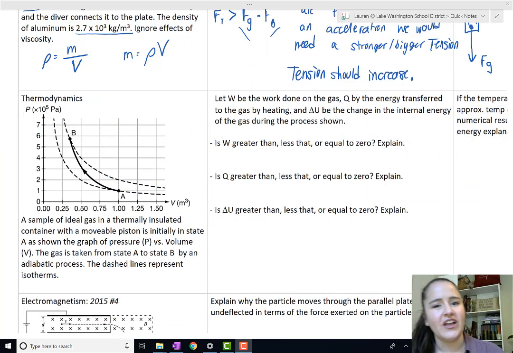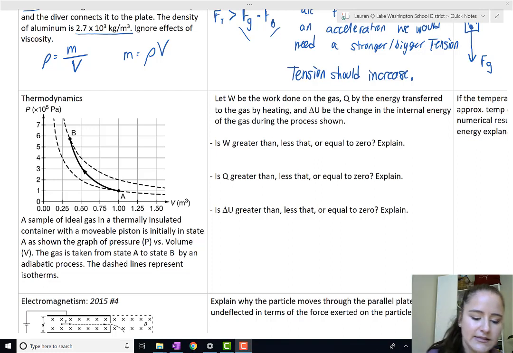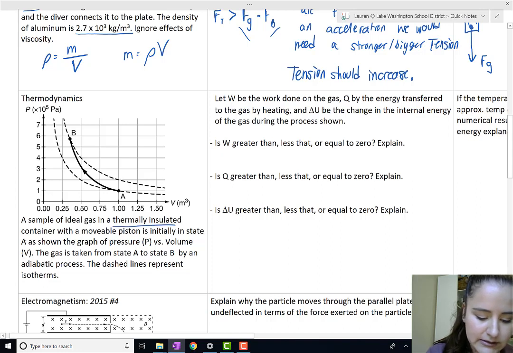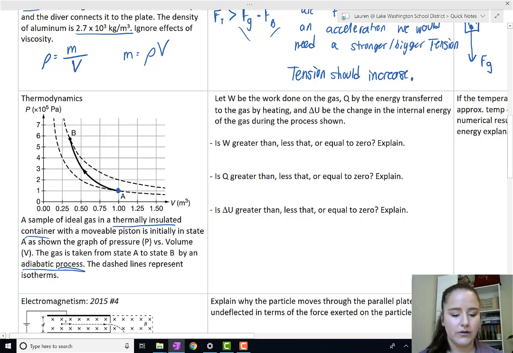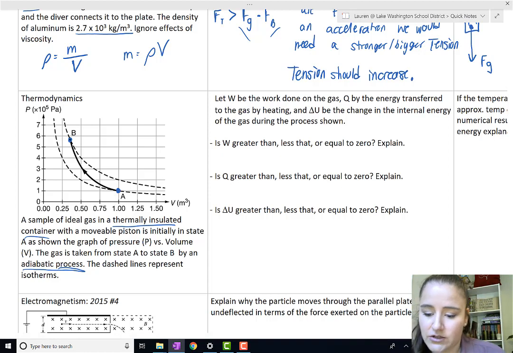Okay, cool. So now we have a problem from thermodynamics. We got a PV diagram here and a sample of an ideal gas in a thermally insulated container with a movable piston, initially at state A. It goes from state A to state B by an adiabatic process. The dashed lines represent isotherms. So let's start with our qualitative. Let W be the work done, Q be the energy transferred, and delta U be the change in internal energy. Though we are talking about numbers, it's really just about whether each is positive, negative, or zero.